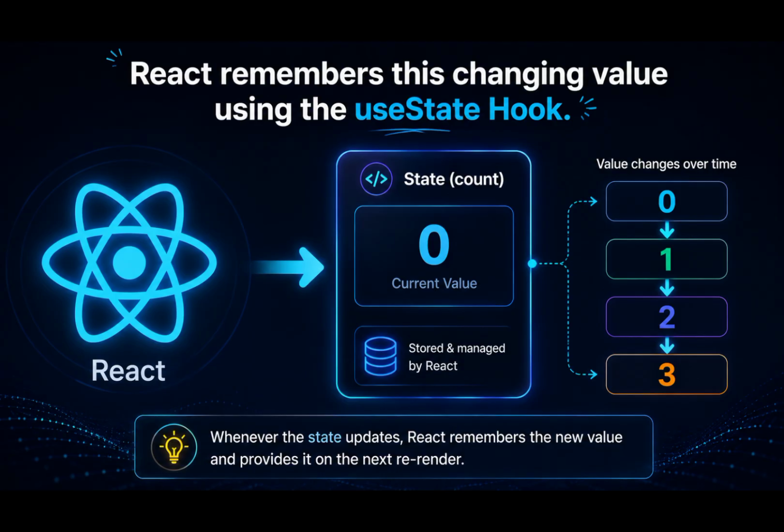Here, initially, count is 0. When the button is clicked, setCount updates the value. React notices the state has changed and automatically updates only that part of the UI.